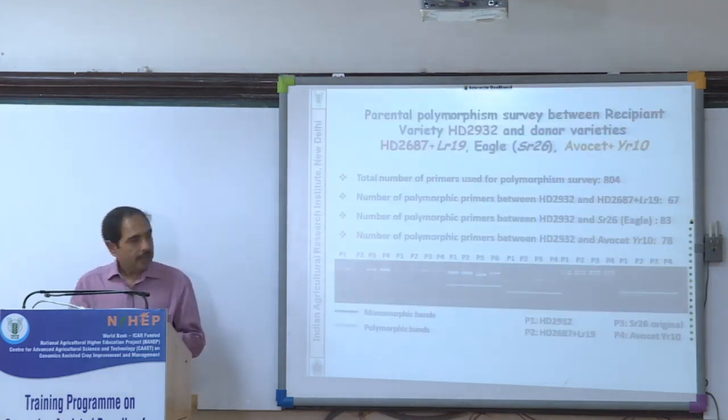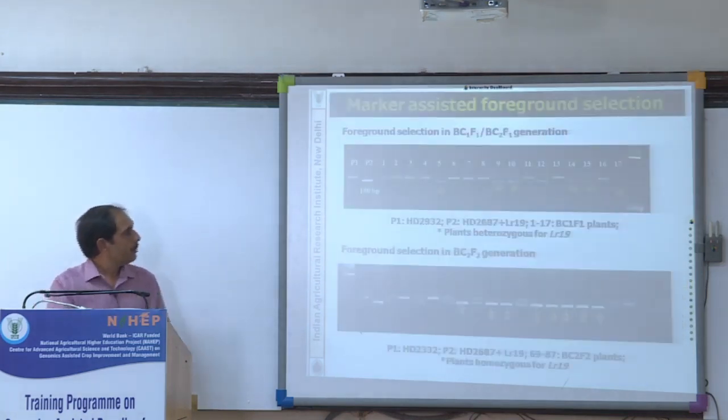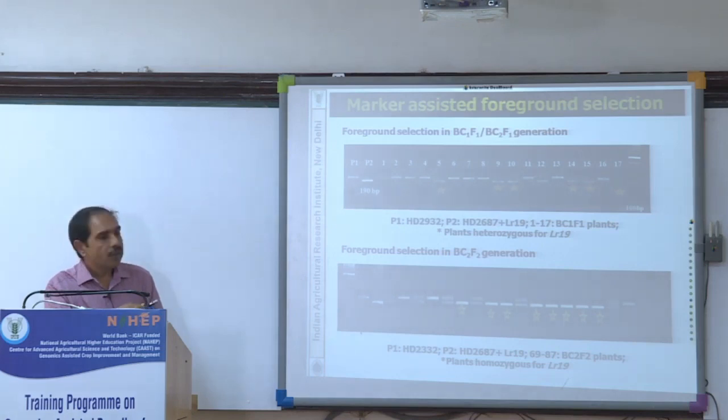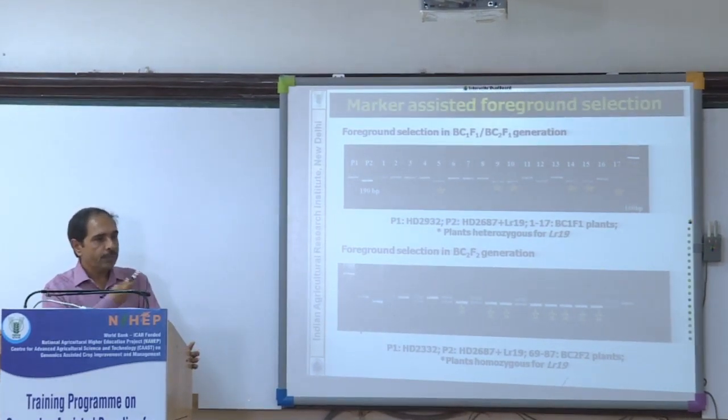Now I just want to show the first step, as I discussed earlier, was that you have to do parental polymorphism. That you can do. You have to use large number of markers, and you identify markers which are polymorphic between donor and recipient parent. Now if you see here BC1F1 or BC2F2, this is the donor parent. Okay, so either plants will be heterozygous or they will not be having gene. Okay, all the plants which are carrying gene will be heterozygous, whether it is BC1F1 or it is BC2F2.